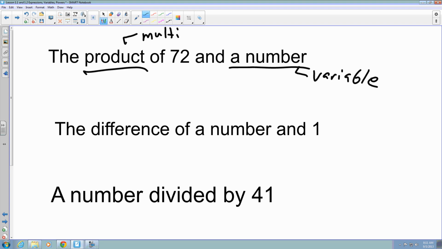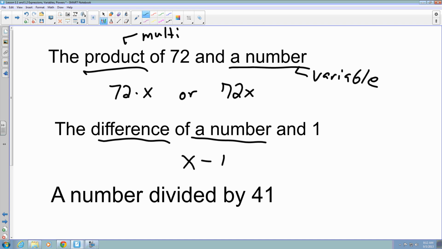Okay, and so once I see variable, I'm like, all right, so that means I'm either going to use, say, x or y, and I know it's the product of, so we're going to multiply this, so I can say that this is 72 multiplied by x, or you could also just write it as 72x. No problem there. Next one, the difference of a number and one. Difference is going to be subtraction. A number tells me we got a variable, so I got, say, x. Difference is subtraction. I'm going to go minus 1.